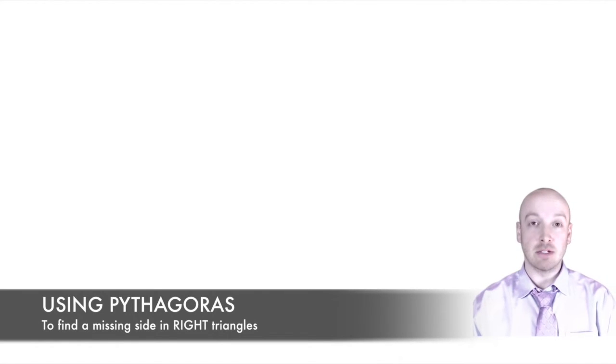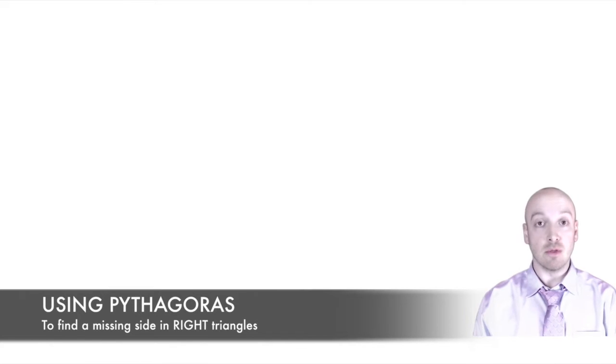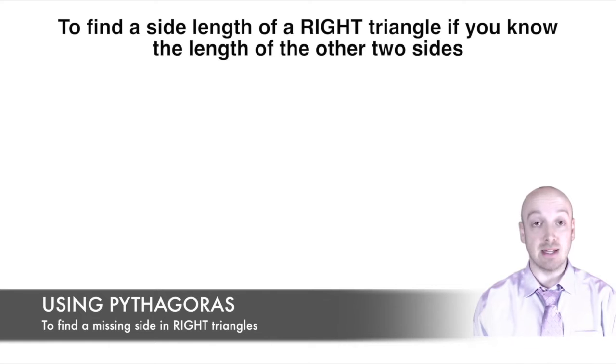Alright, so Pythagoras. What's with the weird name? Well, it's actually someone's name, this old guy who came up with a theory. Now the theory, or the formula, says that if you know two side lengths of a right-angled triangle, you can find the third side length pretty easily. Now it doesn't matter which two sides you know as long as you've labeled the triangle properly.